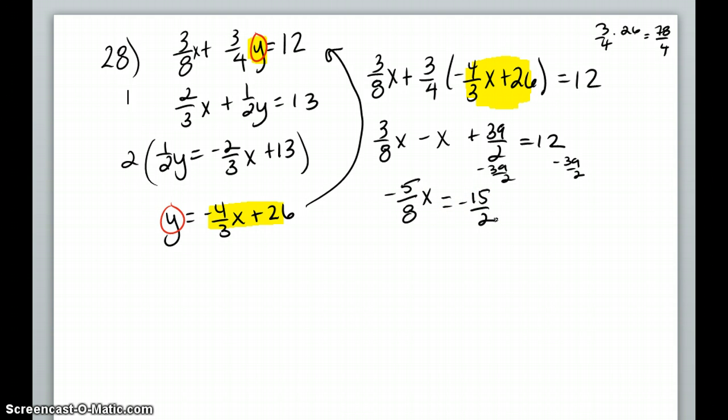Now how do you multiply fractions? Or divide fractions, I say. You multiply by the reciprocal. So we're going to multiply both sides by -8/5. So you get x to equal, negative times negative is a positive. These cancel out to 4, those cancel out to 3, so you get 12.